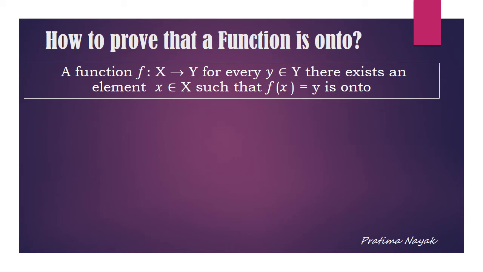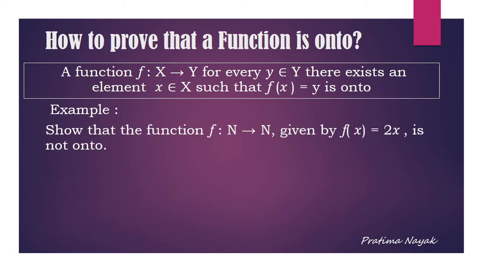How to prove that a function is onto? How to write it? A function f defined from X to Y: for every y belongs to Y, if there exists an element x belongs to X such that f of x is equal to y, that function is onto. Let us take an example. The function f from N to N given by f of x equal to twice x is not onto. I have taken the same question. There it was one-one. Here we'll prove that it is not onto.